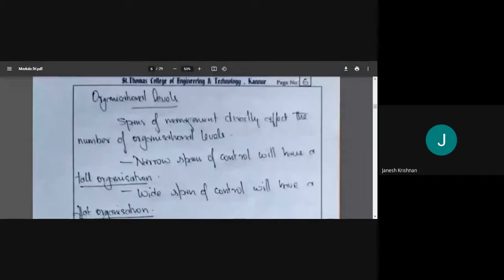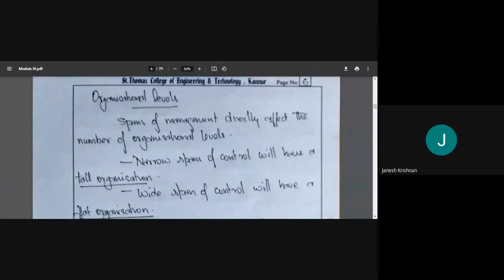Levels will depend upon the span of management. If narrow is the span, our levels will be more. Each level will have more and more people, or there will be more levels. And what is the principle behind this? There is a limitation on how many people can be over one single person. Based on that principle only, we will have organization levels.